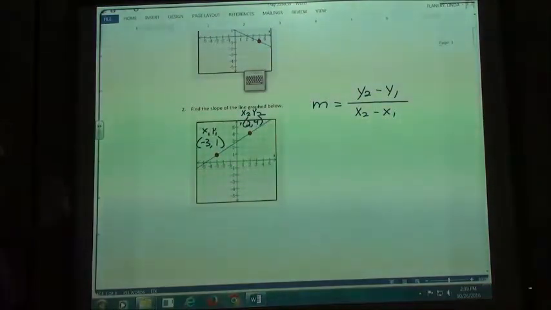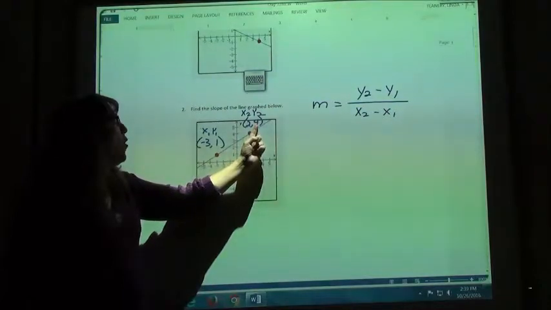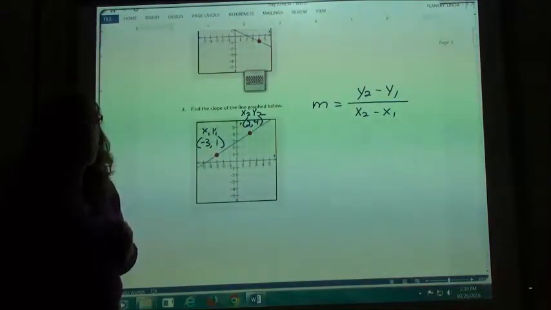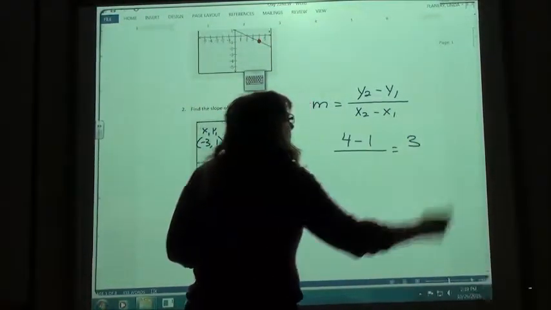So on the top is the change in the y. The y value from point 2 is 4. I'm going to subtract the y value from point 1, which is 1. 4 minus 1 means I'm going to have 3.